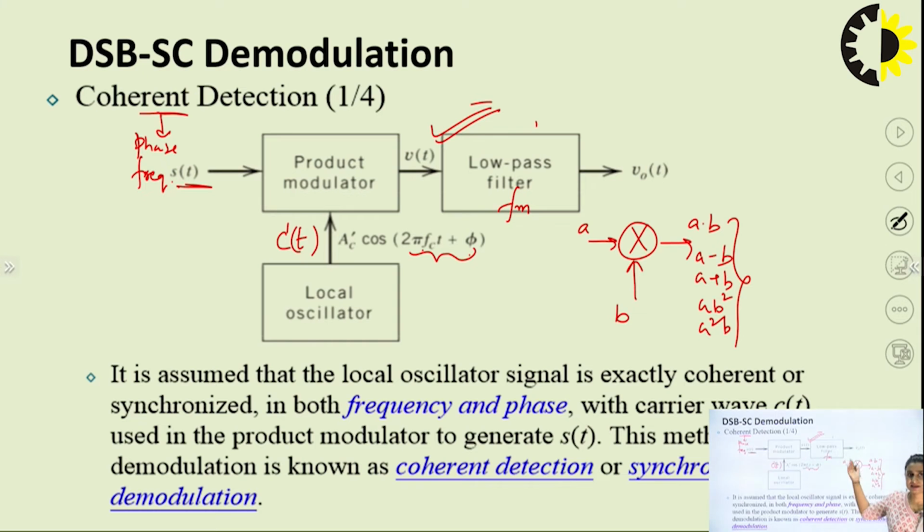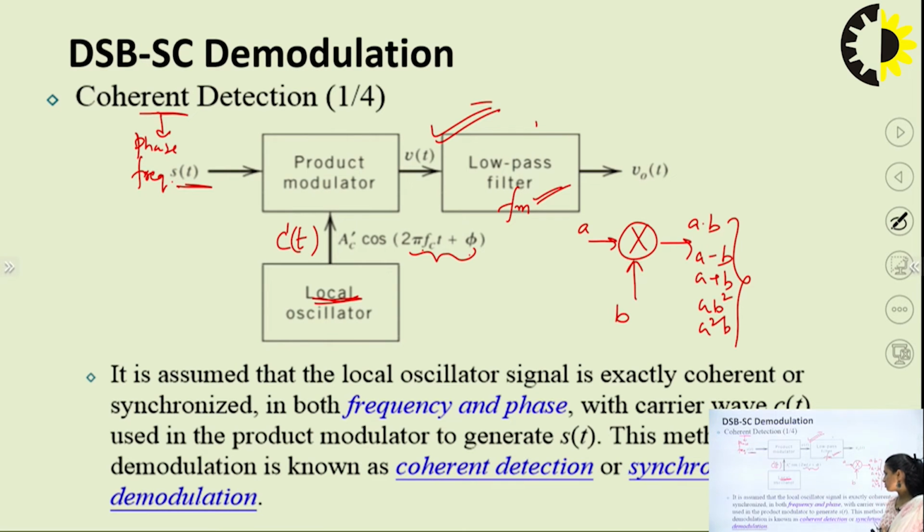So there are three things that we are using: a product modulator, a local oscillator and a low pass filter. Why are we calling it a local oscillator? Because we are generating the carrier here locally, coherent in phase and frequency with the carrier which was used at the transmitter, right? So this is the technique of coherent detection. With the help of the low pass filter, I will choose the frequencies that are similar to my message frequencies. So this way I can perform demodulation of my DSB-SC.